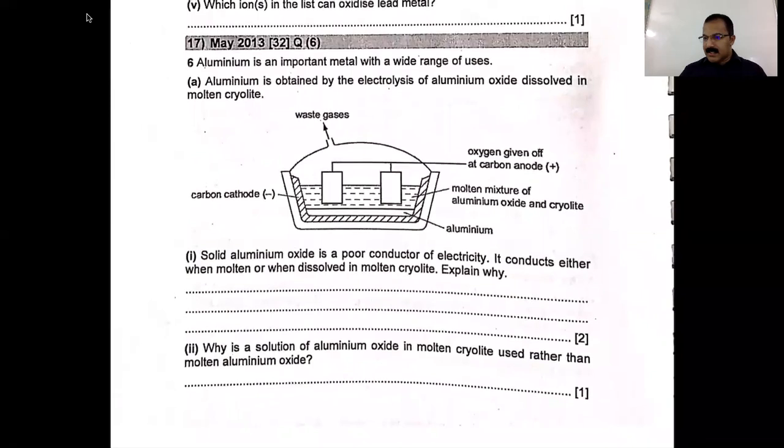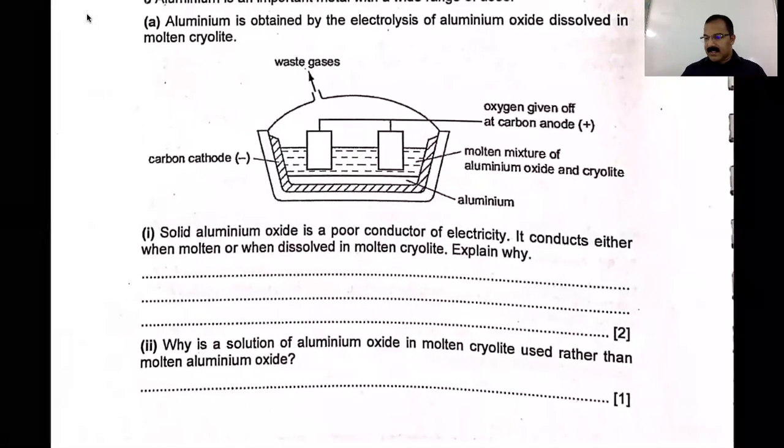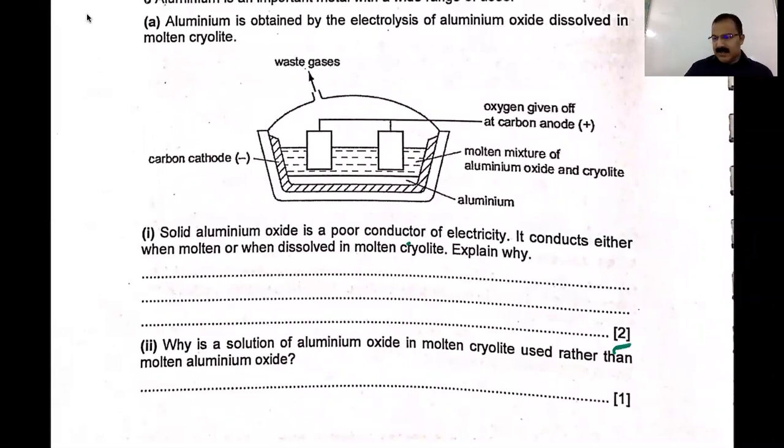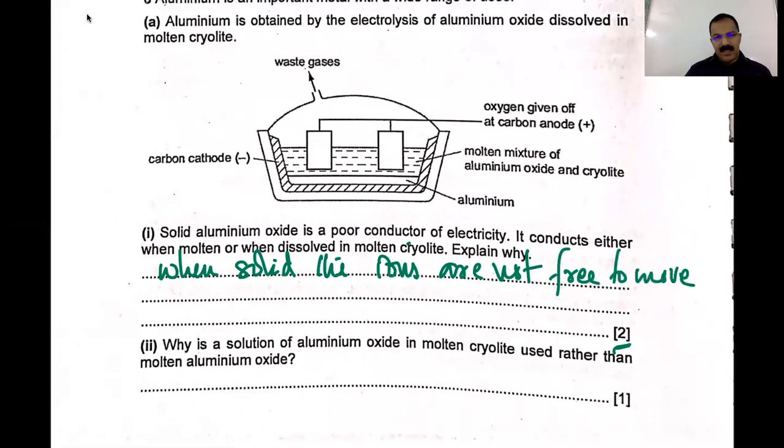All right, next is: solid aluminum oxide is a poor conductor of electricity. It conducts either when molten or when dissolved in molten chloride. Explain why solid aluminum oxide is a poor conductor of electricity. 2 marks, so you need to explain it. It's an ionic compound, right? So in the solid state, the ions are not free to move. Ions are not free to move. That's why they can't conduct electricity. But when it is molten or aqueous, ions are free to move.